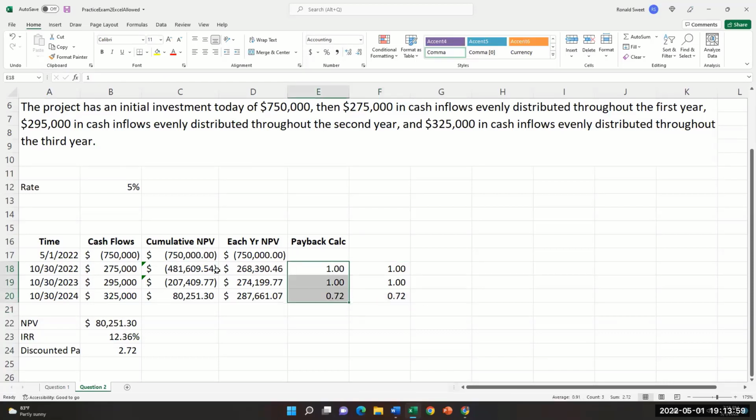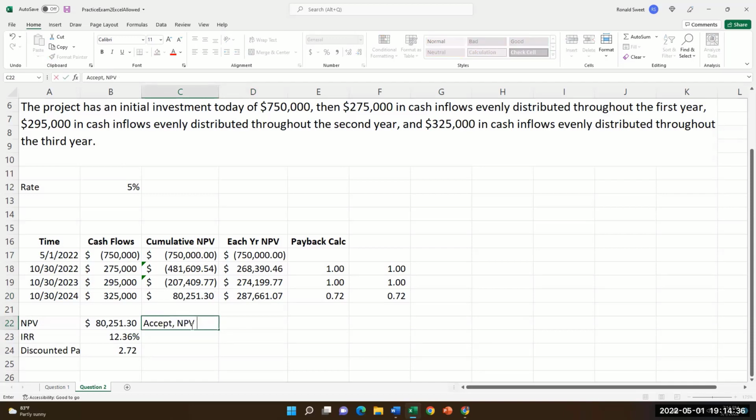Y'all can see how this one's a lot easier. You just look at the cumulative. Once it turns positive, you take the deficit from that previous year, divide it by that year's NPV. You've got to make sure you have the right column. I've seen a few of your CBA teams where you mix the two columns. So whenever it goes negative to positive, you take that last negative and divide it by the current year's. So you're going to do minus a previous line divided by a positive current line, and that will give you 272.